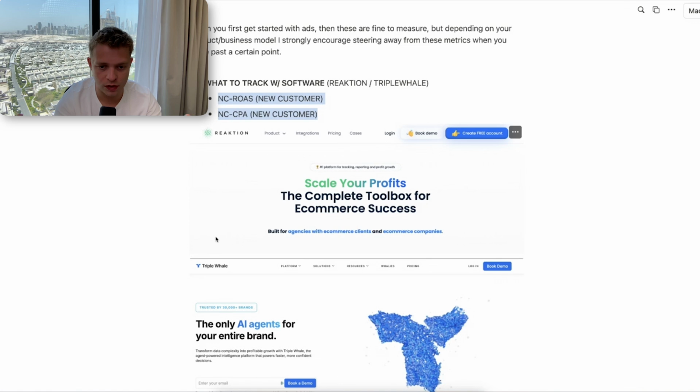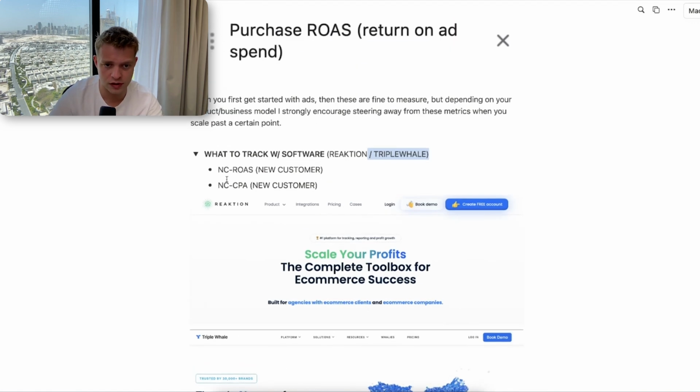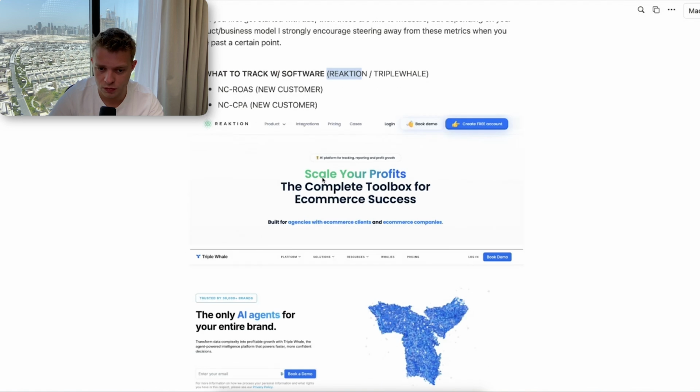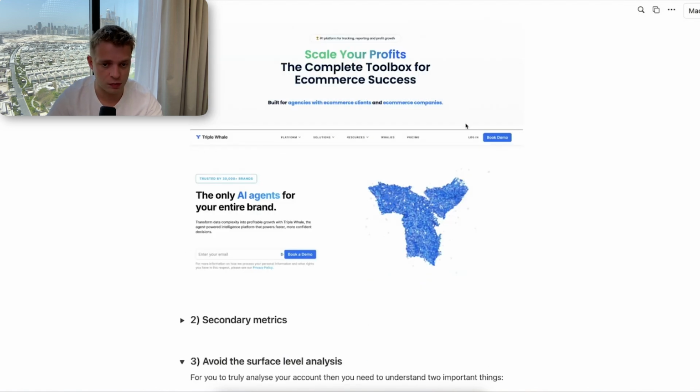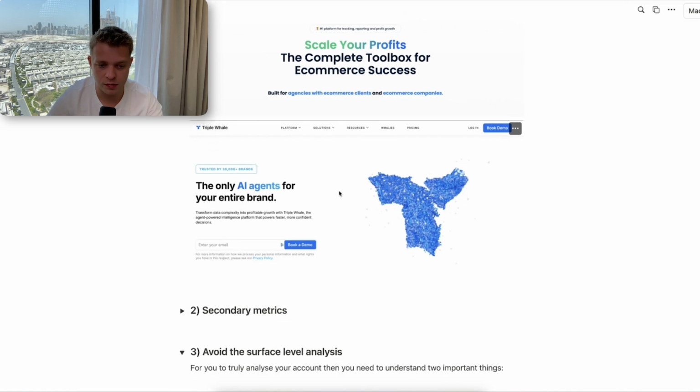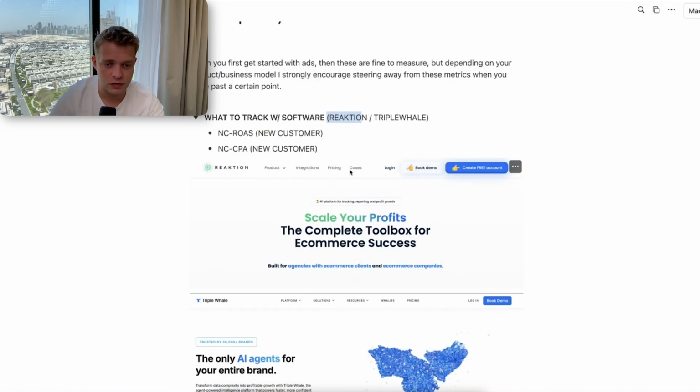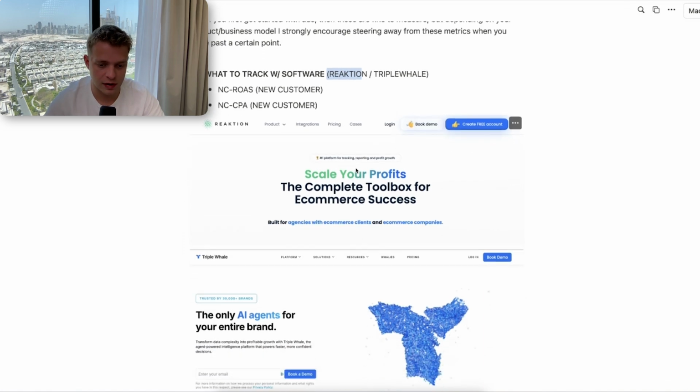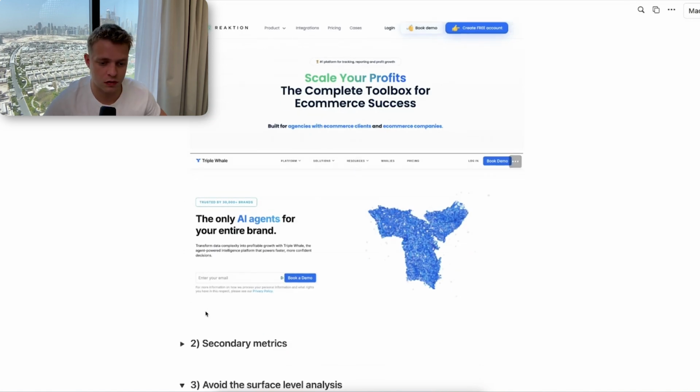And here we always use two different softwares. We use Reaction and we use Triple Whale. These are the two softwares that we would use. For the most part, we use Reaction, but you can also use Triple Whale. These two platforms give you extremely good insight into how your ads are performing, and give you a whole overview of your overall marketing activities. So this is something that we use to centralize all of our marketing efforts for our clients. Very valuable when you're trying to make proper decisions. I strongly encourage you to look into this if you haven't already.